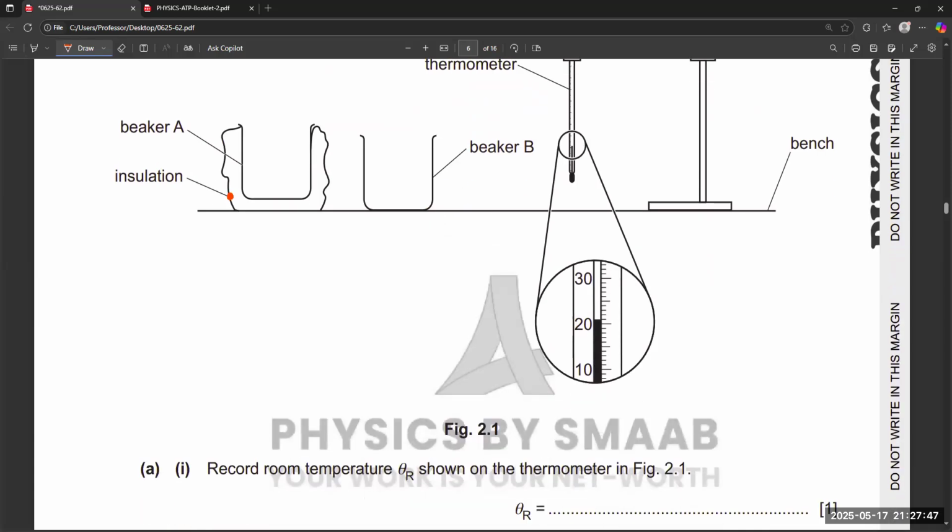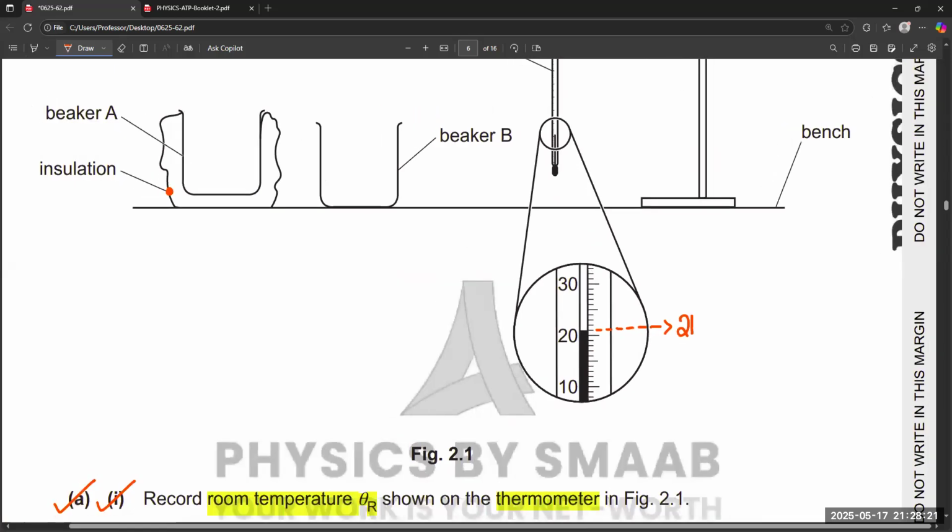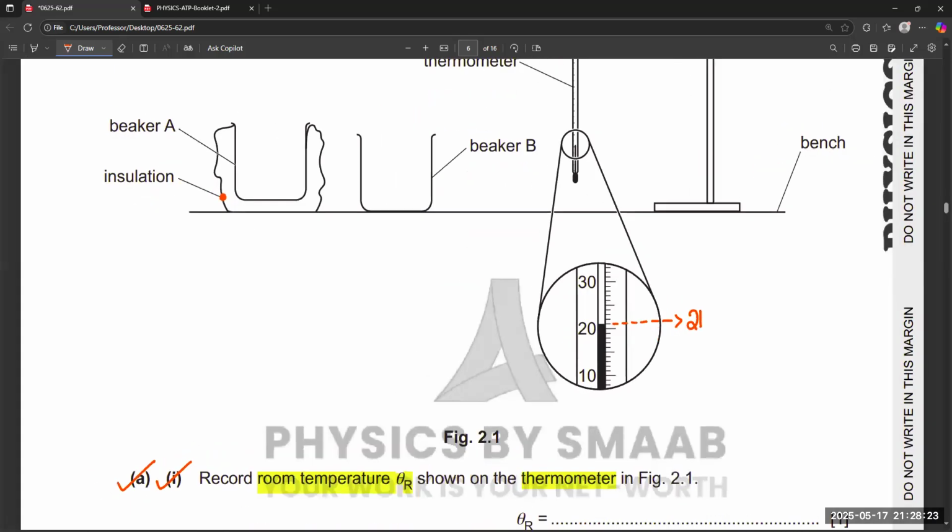We have a magnified diagram of the thermometer. It is mentioned to record room temperature theta R on the thermometer. So the reading on the thermometer is 21, because if you count the box divisions, 21, 22, 23, 24, 25, one division equals 1 degree Celsius. So that's why 21 degrees Celsius.